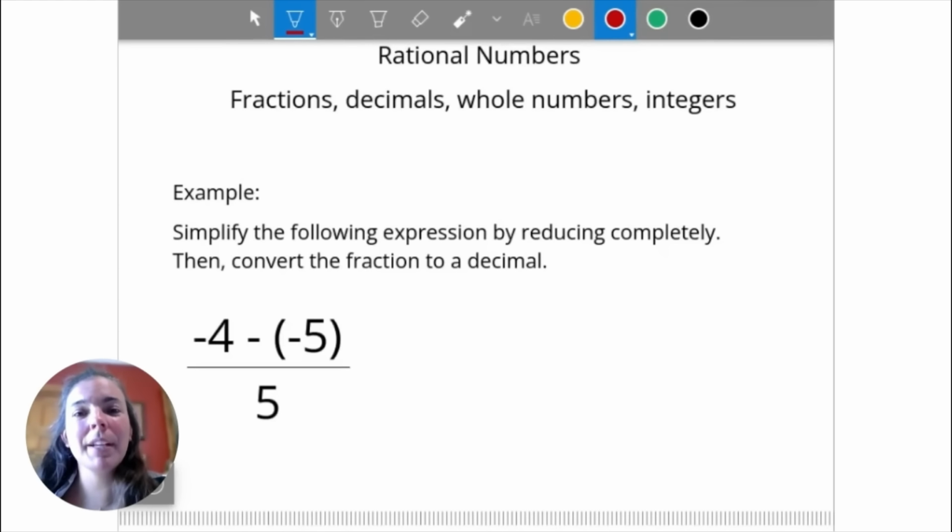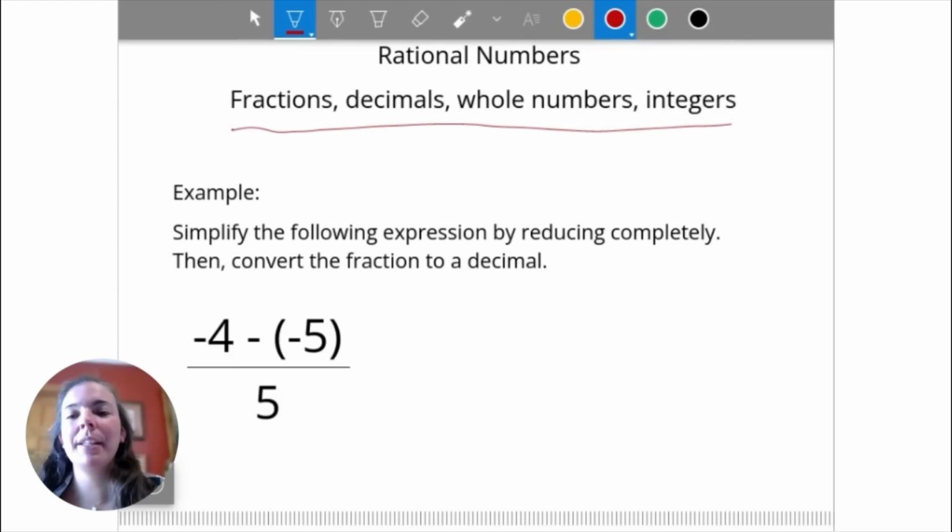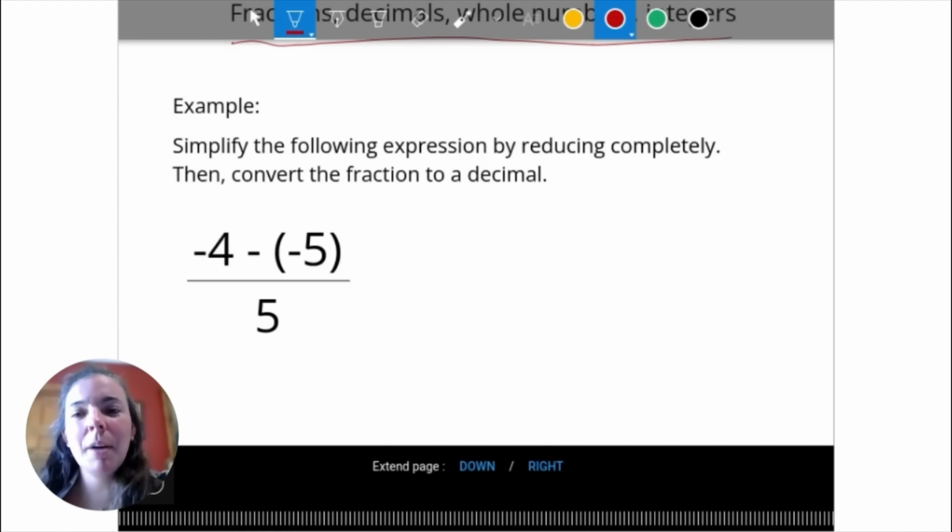So the first topic is rational numbers. Okay, so rational numbers, we have fractions, decimals, whole numbers, integers. All of these are rational numbers. Technically, a rational number is any number that can be written as a fraction, and that includes repeating decimals. Non-terminating, non-repeating decimals are all irrational numbers. So anything that has a repeating decimal can be written as a fraction. Those are our rational numbers. So here's an example of something you might see in this topic.